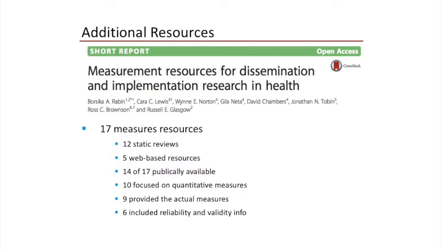So where would you find measures for dissemination and implementation research? As it turns out, it's not that easy. We did a review, an environmental scan, a review of the literature, and looked at where people could identify existing D&I measures. And so we found 17 measure resources.